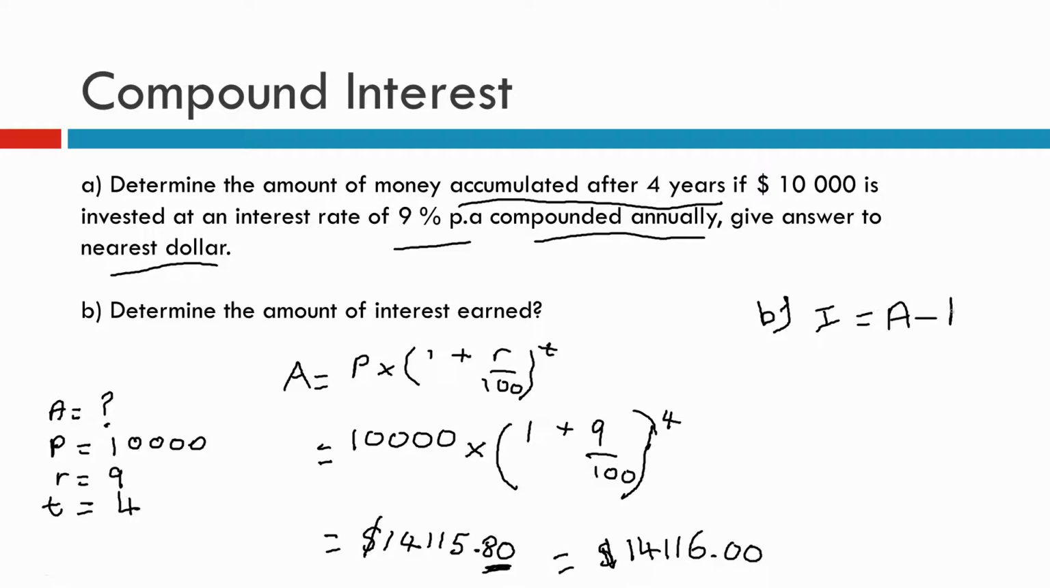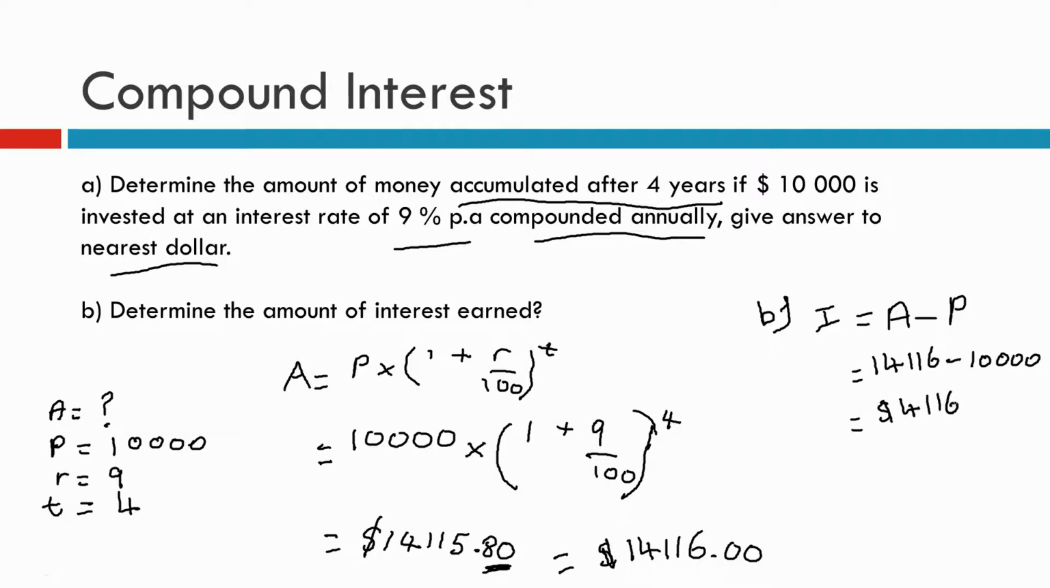You subtract the two, don't you? So to work out your interest, it's just A minus P, right? Which is 14,116 less 10,000. And you don't need a calculator for this because it works out to be $4,116 in interest. Not bad for a 4-year investment, is it?